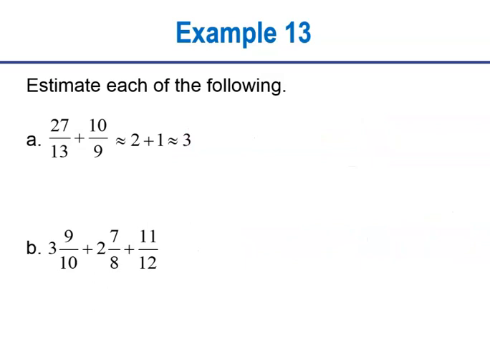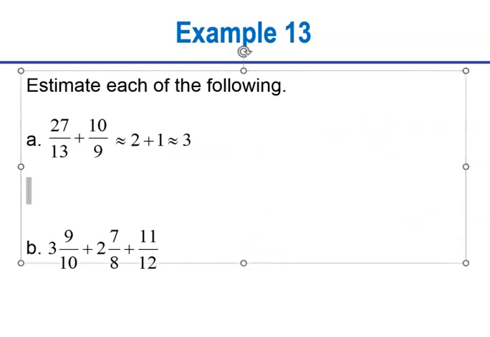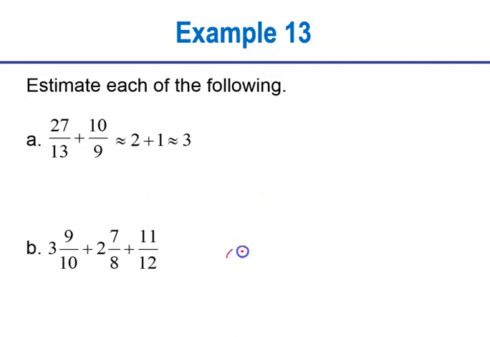So 2 plus 1 is about 3. Notice they use the double wavy lines. Gotta get my pen working. There we go. I tend to use a single wavy line, but a double wavy line is probably more accurate. And then the second answer, that's exactly what we did as well. The 3 and 9/10 is about 4. 2 and 7/8 is about 3. And 11/12 is about 1.